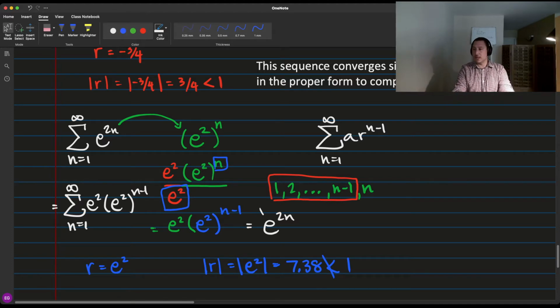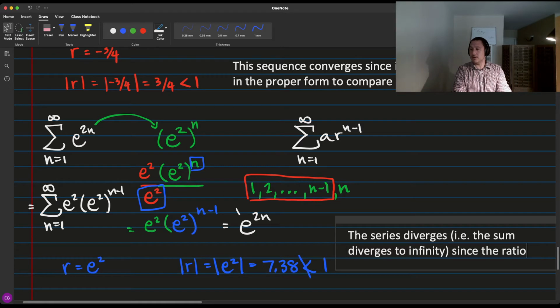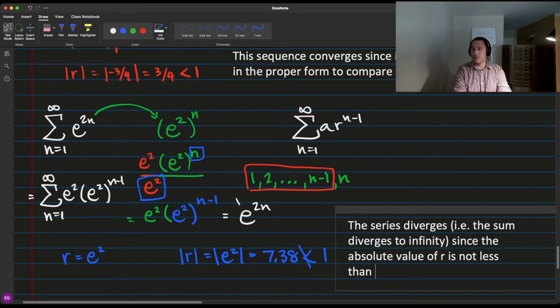So we write that down. The series diverges, i.e. the sum or limit diverges to infinity, since the absolute value of r is not less than 1.